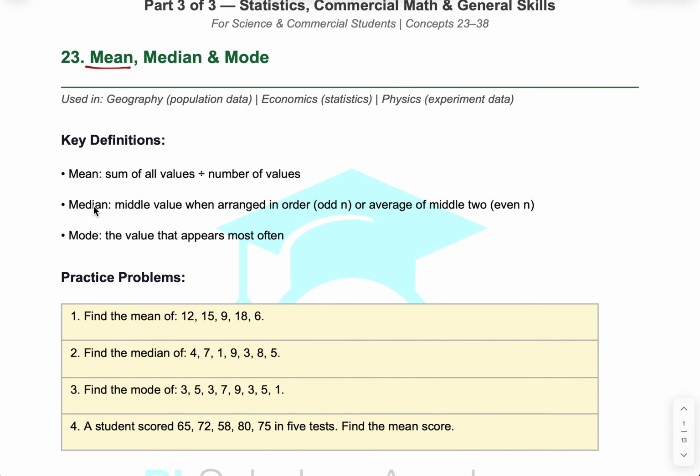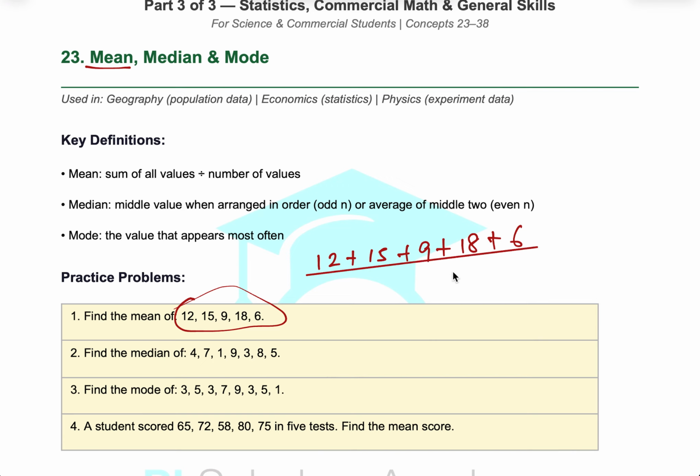Now, what is mean? Mean is also called average. Mean is the sum of all values divided by the number of values. So if you are asked to find the mean of any number or the average of any set of numbers, all you have to do is to add all of them and divide it by how many numbers are there. So in this case, you have 12, 15, 9, 18, and 6. So if I am asked to find the average of this, that will be 12 plus 15 plus 9 plus 18 plus 6. And with this, you can easily find the average of everything.